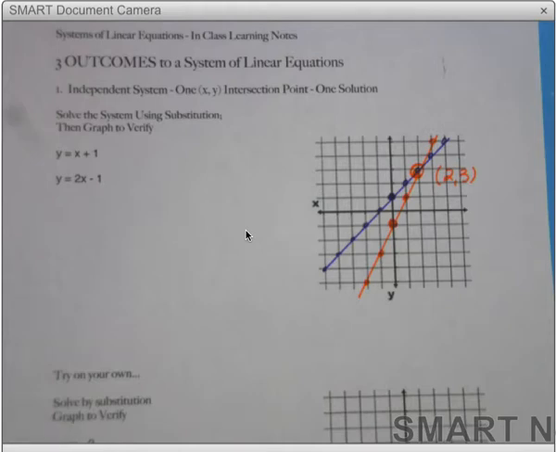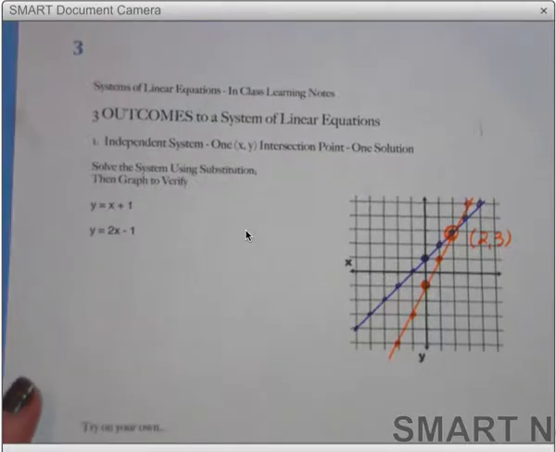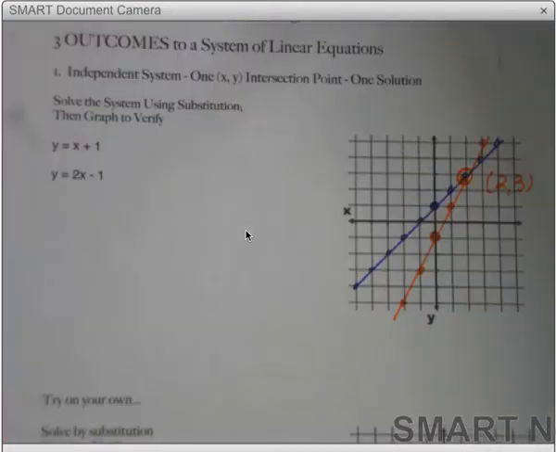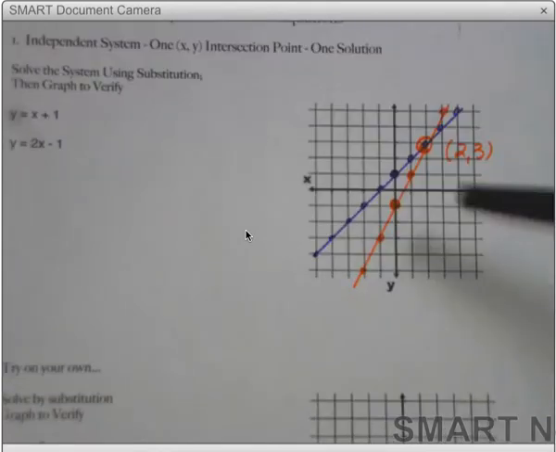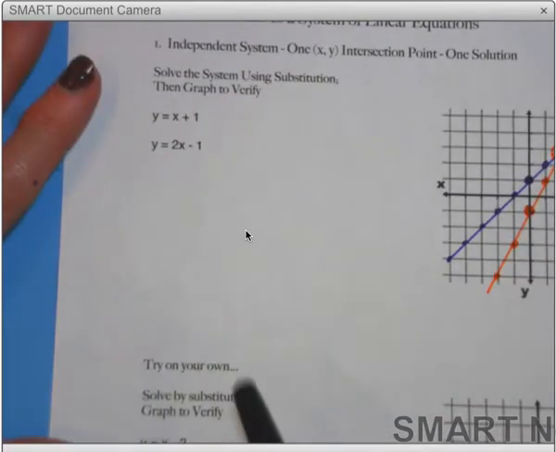This video is going to explain the substitution method for solving a system of equations, two variables, two equations. I'm going to go back and use notes that I used in a previous video, where I solved this system by the graphing method. I now want to solve the system by the substitution method.